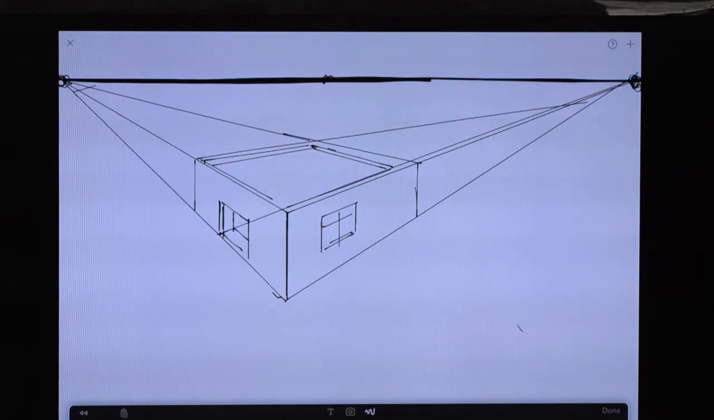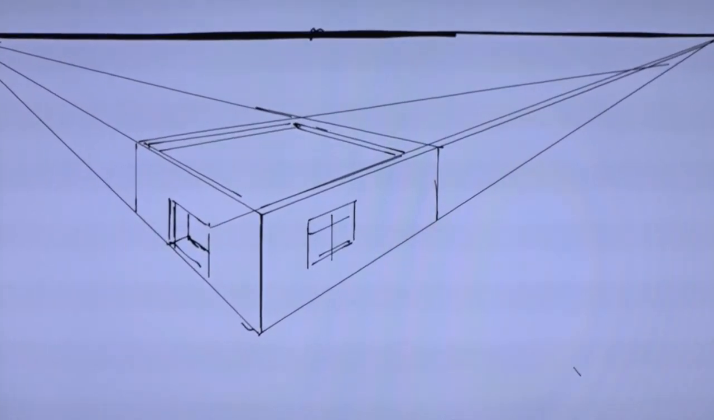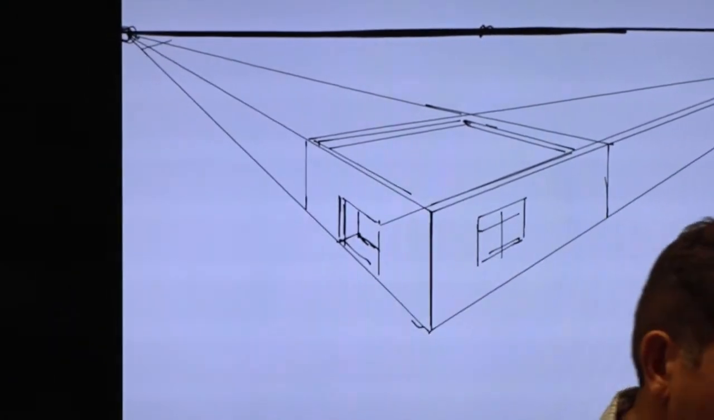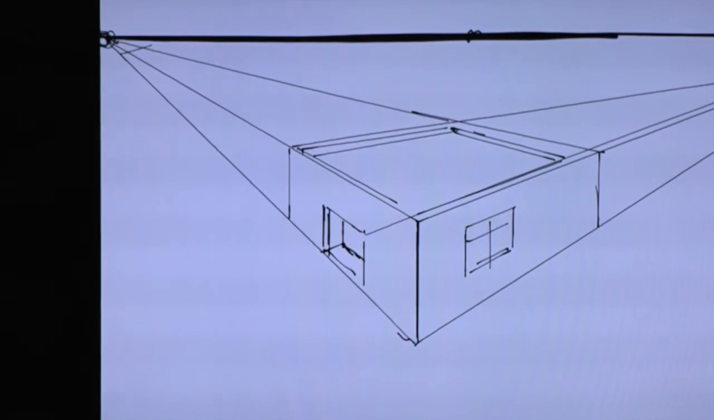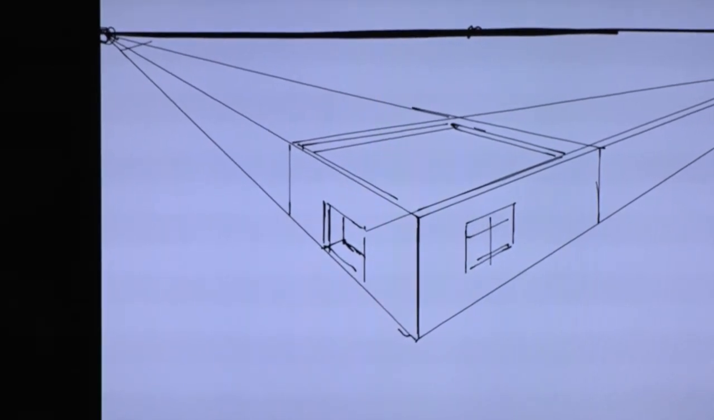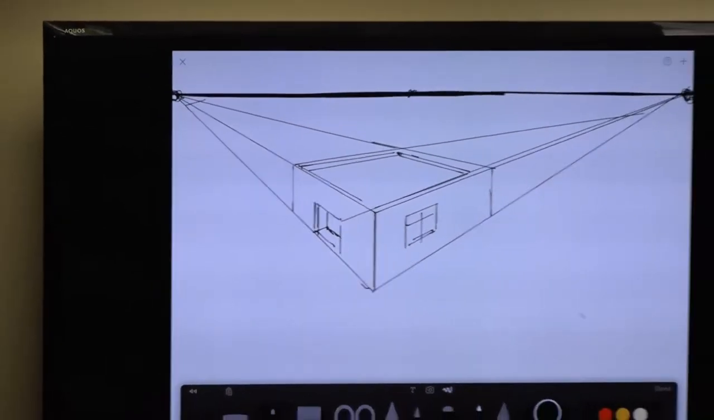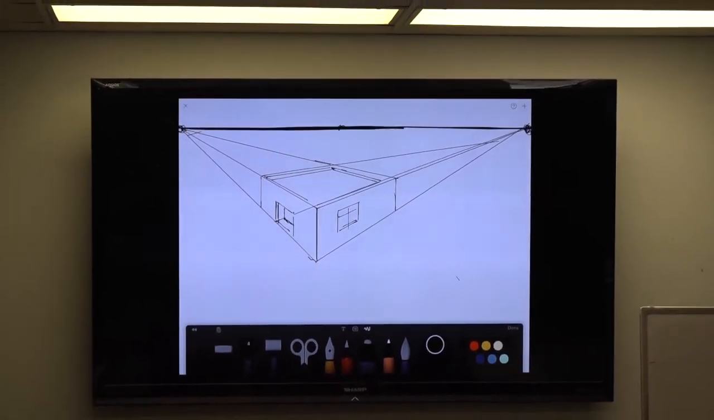Okay, and then I can erase that line right there. Now it looks like I'm going inside the door. See that? You asked me about that? So that gives that effect there. Okay, let me see where we're at. Okay, so you draw your line first. There's your line. So, the line for your building.